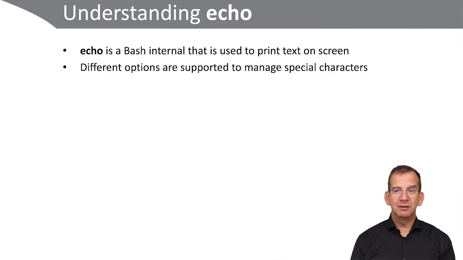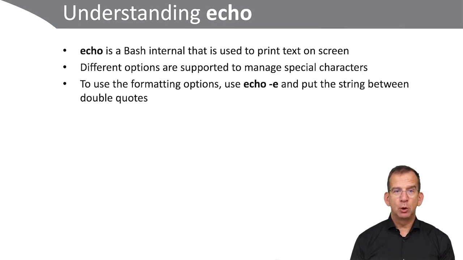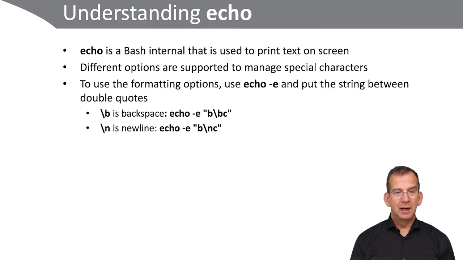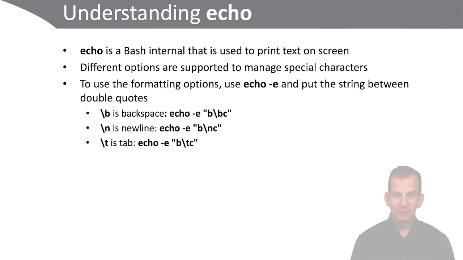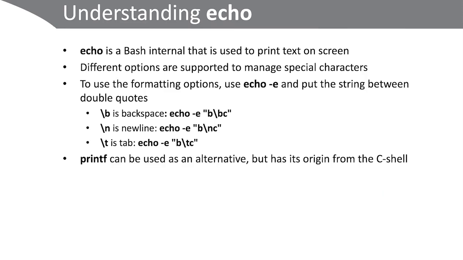Echo works with command line options. To use the formatting options that echo is offering, use echo -e and then you put the string between double quotes. And these formatting options include \b for a backspace, or \n for a new line, or \t for a tab. As an alternative, you can use printf. Printf has its origin from the C shell and it's offering some features that echo is not offering at all. But if you only use echo, you will be a fine scripter as well.